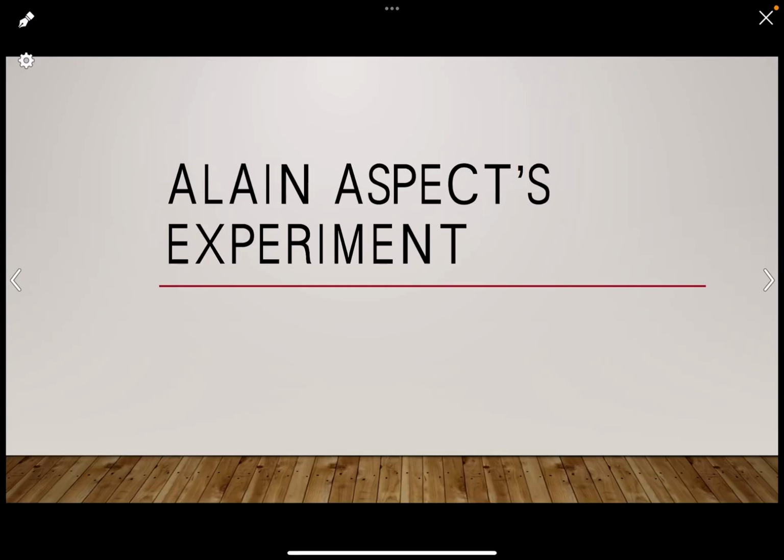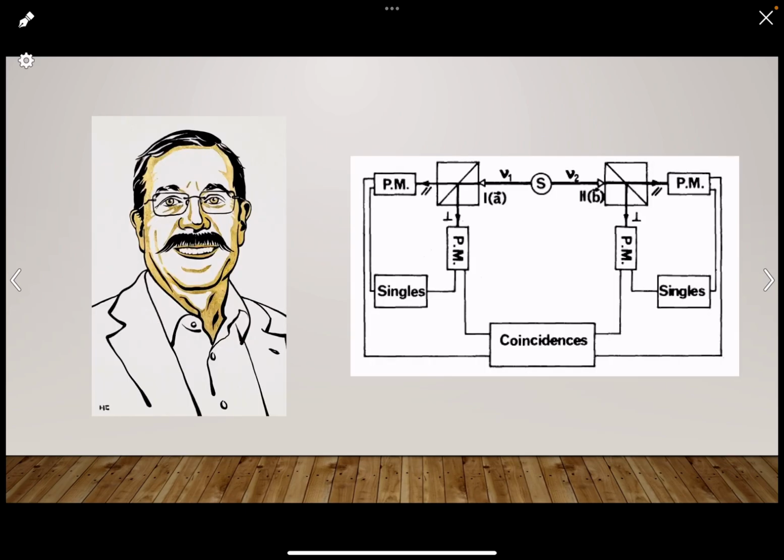Hello everyone. Today, this video is going to introduce Alain Aspect's first experiment. Alain Aspect's first experiment was conducted for the purpose of proving the violation of Bell's inequality in 1982. And this is a short preview of the experiment.